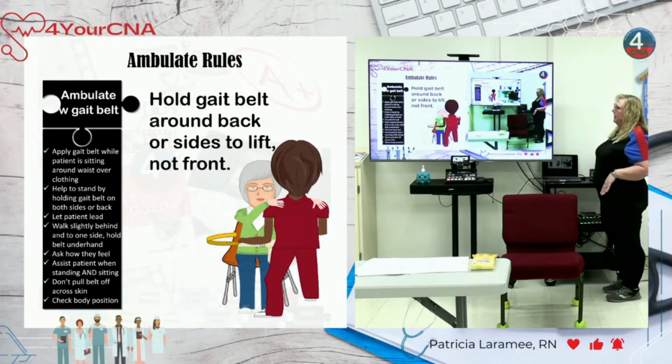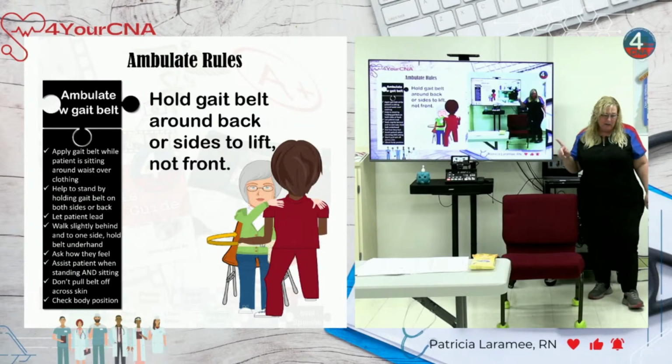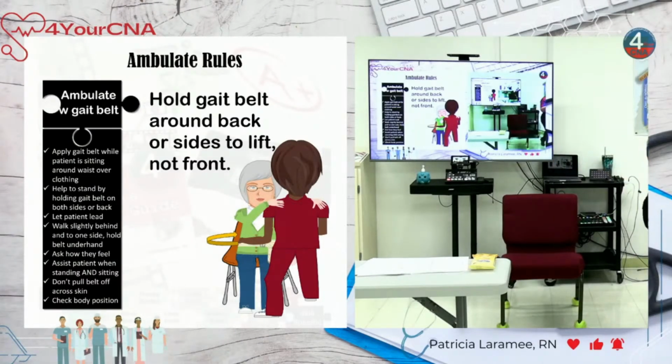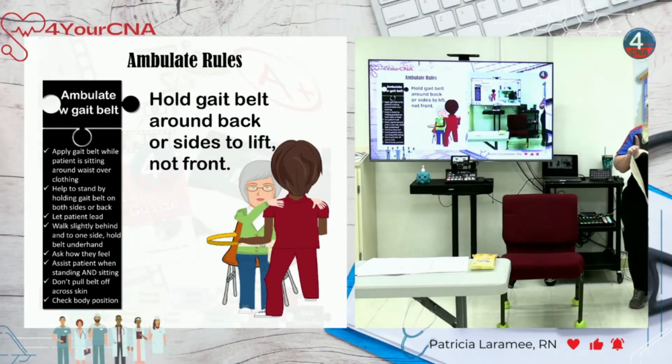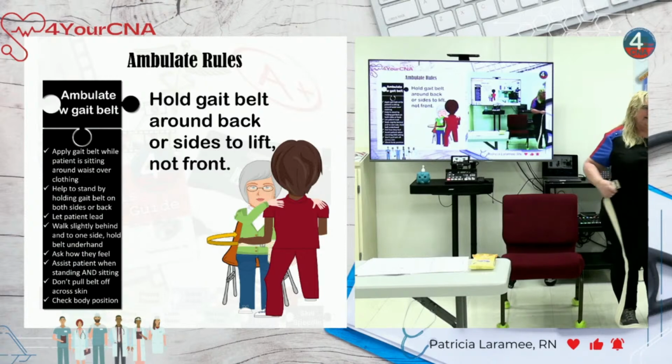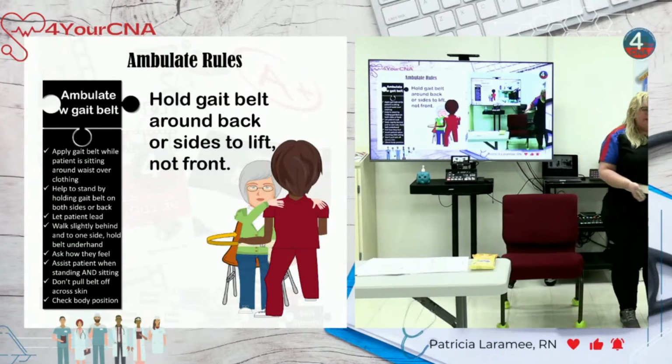We're going to hold the gait belt around the back and sides to lift. Now this, lately, I've got to stress this because in my classes, I've seen quite a few people getting this wrong, so I want to take a minute to go over it again. When your patient has a gait belt on, and we've checked it, 4 fingers, lock it through the second guard, tuck our loop up.